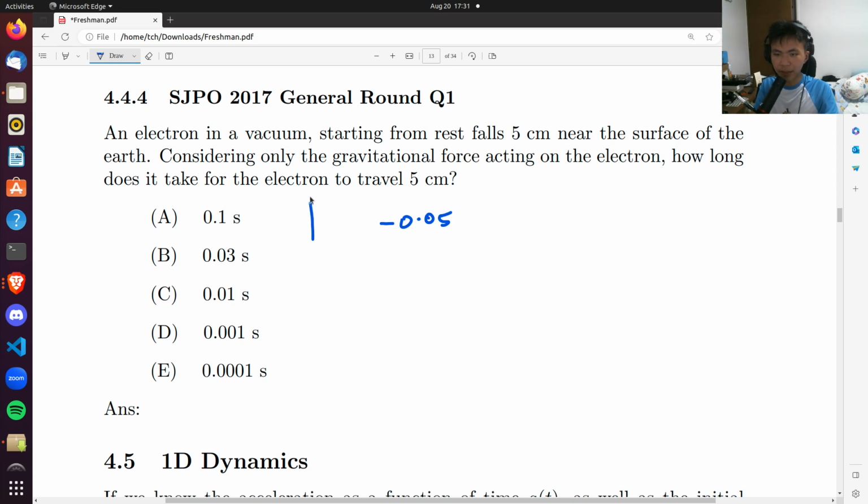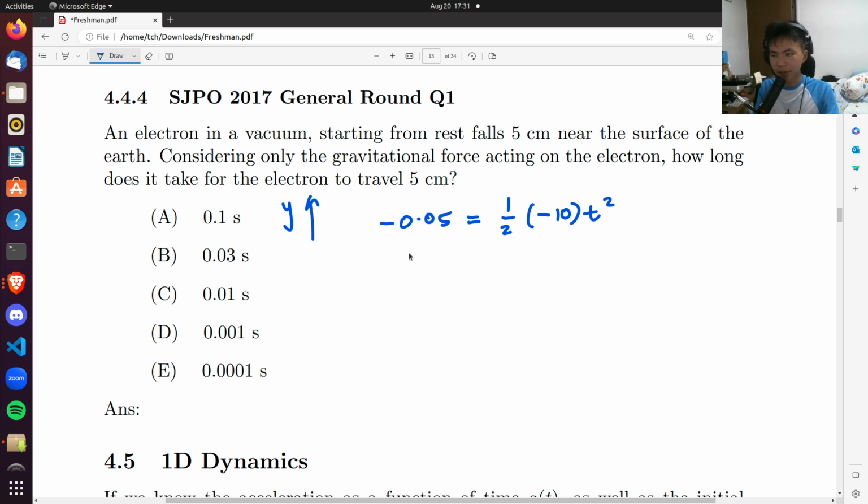So this is assuming I define upward positive for the y direction, and this is equal to half g, which is minus 10, right? If we define upward to be positive, then gravitational force pulls the thing downwards. So gravitational acceleration is negative because it's a vector pointing downwards, and this will be t squared. And if we solve for t, we actually get the correct answer.